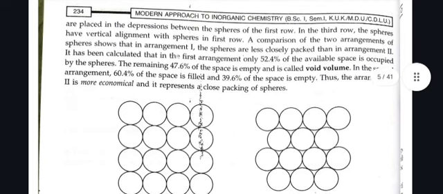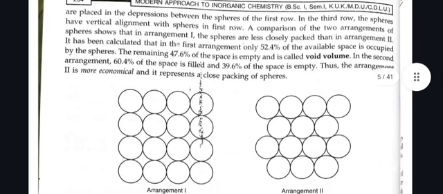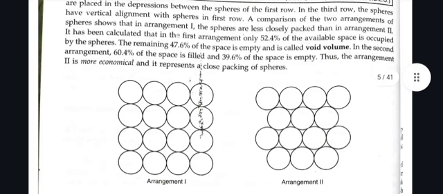In the third row, the spheres have vertical alignment with spheres in the first row. A comparison of the two arrangements of spheres shows that in arrangement 1, the spheres are less closely packed than in arrangement 2. It has been calculated that in the first arrangement only 52.4% of the available space is occupied. The remaining 47.6% of the space is empty and is called void volume.